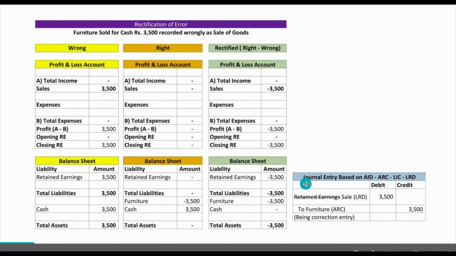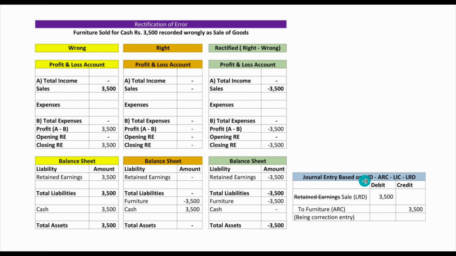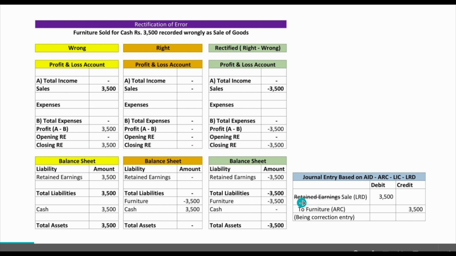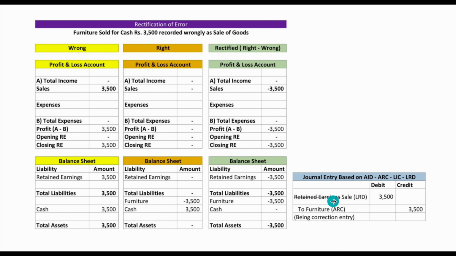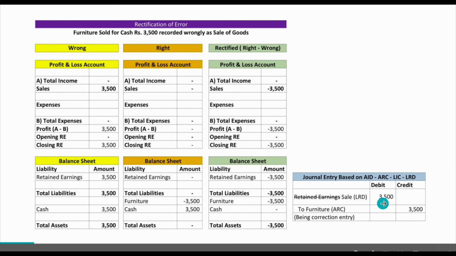Now let us pass the journal entry based on the rule of AID, ARC, LIC, LRD. Now here retained earning is reducing by 3500. So liability reduces debit, that is LRD. So retained earning will be debited by 3500. However, whenever retained earning is affected in any transaction, you do not directly write the word retained earning. Rather, you write the transaction which is affecting this retained earning, that is sales in this case. So sales account debited 3500.